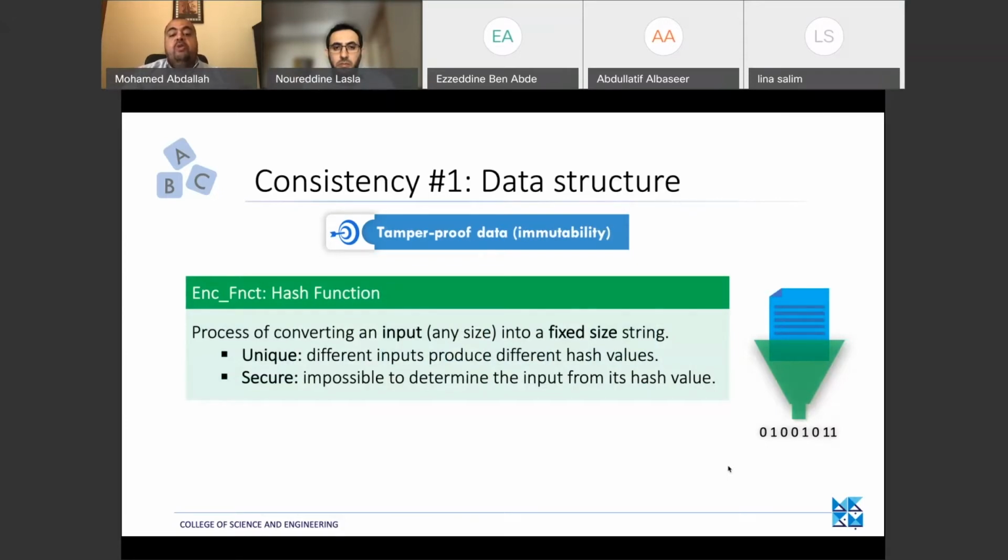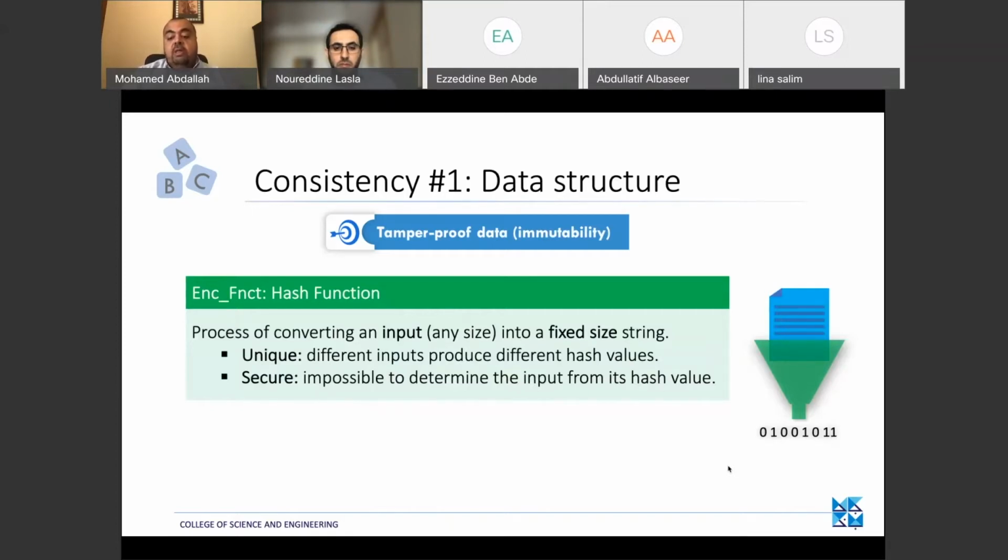But it also has two main features. It's unique, which means that if you have different inputs, it will produce different hash values. So you cannot have, for example, two different inputs with the same hash value. So this is the unique feature. The other important feature is that it is secure, which means it is impossible to determine the input from the hash value. So if I know the hash value, I will not be able to know what the input is.